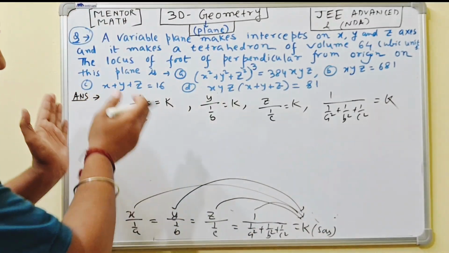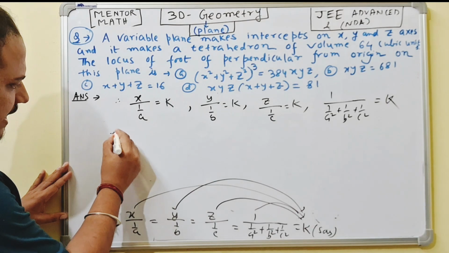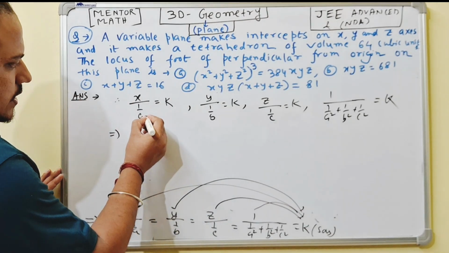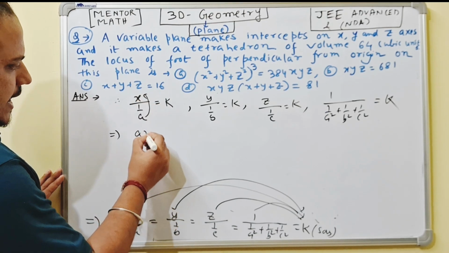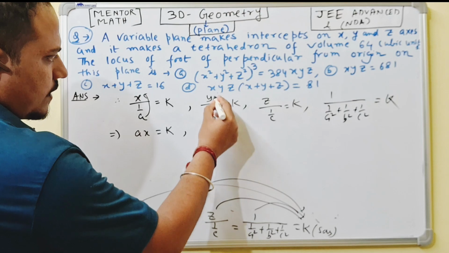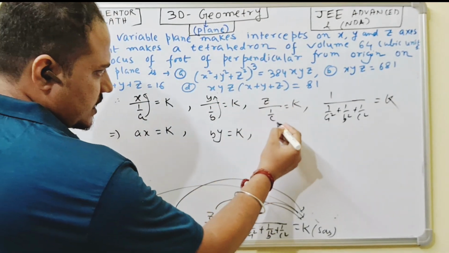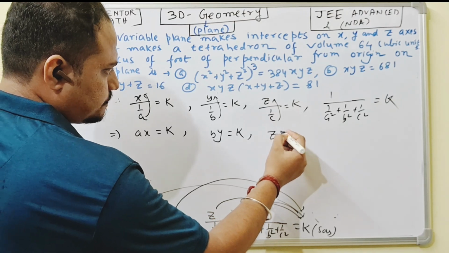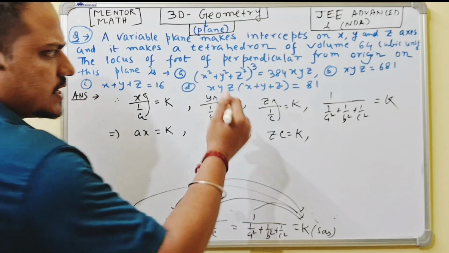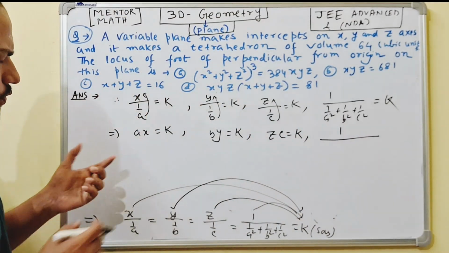So you got this form from this expression. Next, from that expression you got the value ax is equal to k also. From that expression you got the value by is equal to k also, and from that expression again, cz is equal to k. And that expression also suggests 1 by, so we can put that value here.